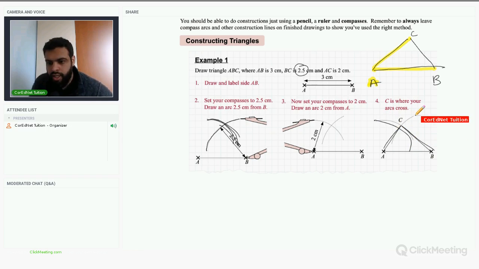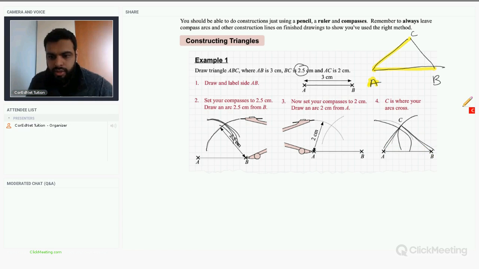Leave your little arcs there. It shows the examiner that you've used the proper process. So that will give you an exact triangle with those dimensions.